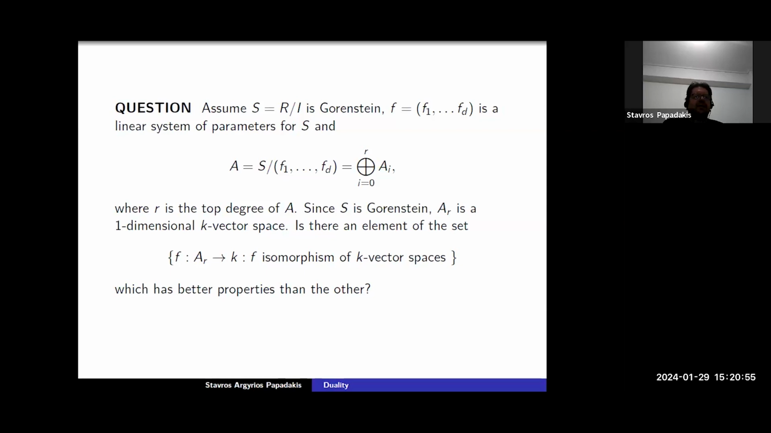The question is, and this question arose from joint work with Vasiliki Petrotou, Karim Adiprasito and Johanna Steinmeyer: is there an element of this set of isomorphisms which has, in some sense, better properties than the others?